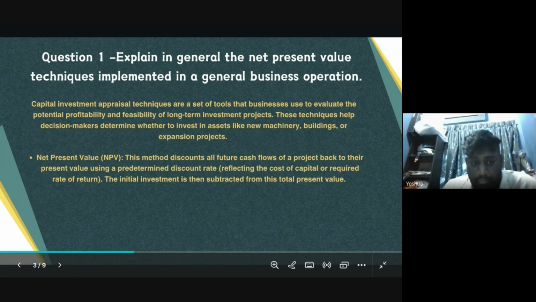Net present value. The method discounts all future cash flows of a project back to their present value using a predetermined discount rate, reflecting the cost of capital or required rate of return. The initial investment is then subtracted from this total present value.